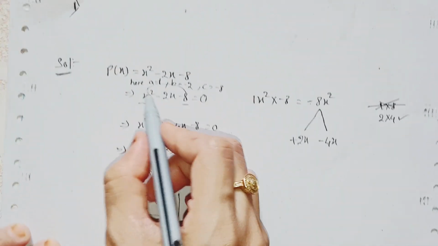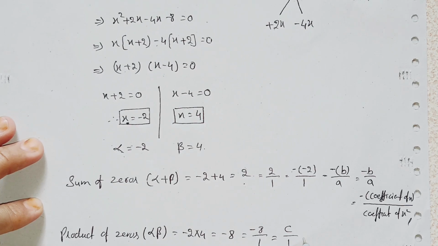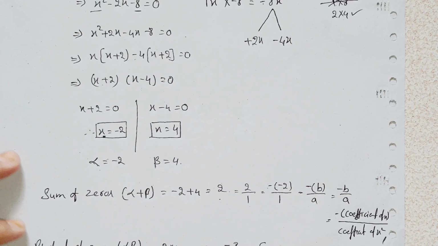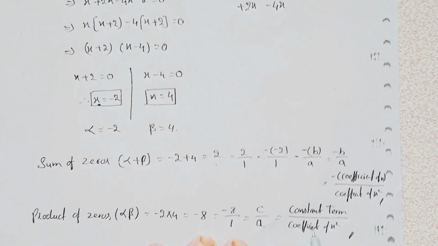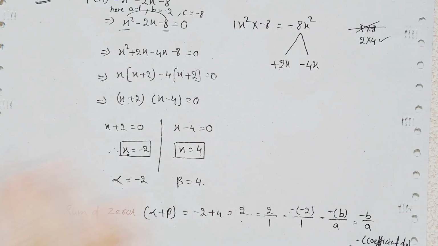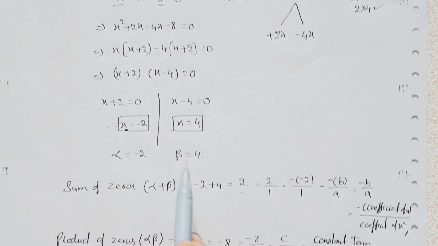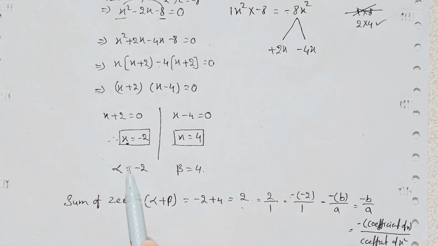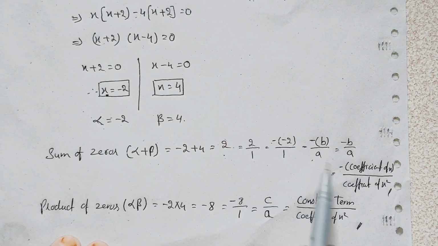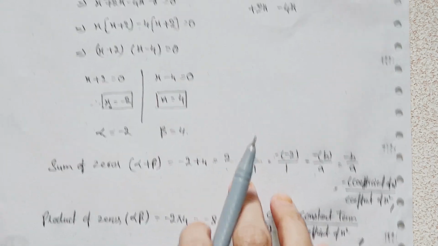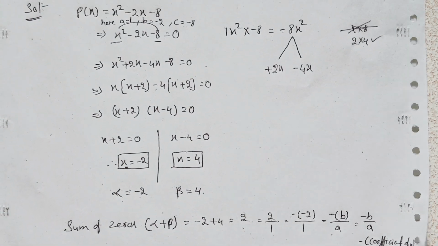So c divided by 1 means a. C by 1. C by a, sorry, C by a. So C is nothing but the constant term, divided by a, which means coefficient of x square. Okay, this is the answer for this first question, where we have found the zeros of this quadratic polynomial and shown the relation between the zeros and the coefficients. Okay guys, this is the first question.